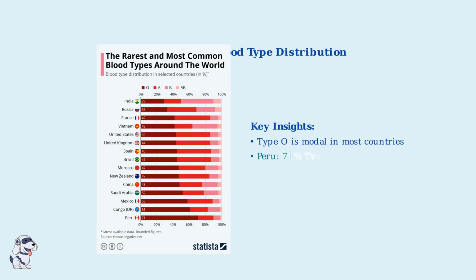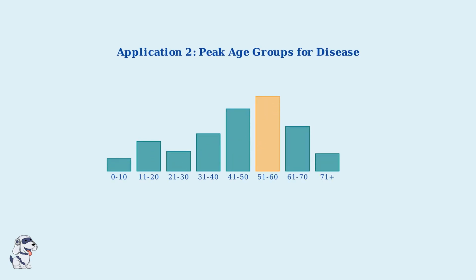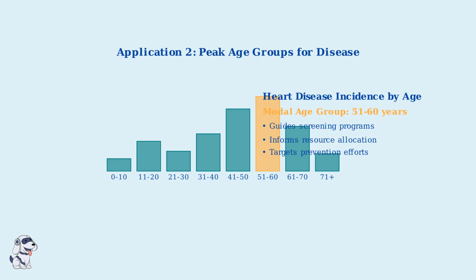Looking at this global blood type distribution, we can see that type O is the modal blood type in most countries. For example, Peru shows type O as 71% of the population, making it the clear mode for that country. Another important application is identifying peak age groups for disease incidence. This helps public health officials target prevention and screening programs to the most affected populations. In this example of heart disease incidence, the modal age group is 51 to 60 years, highlighted in orange. This information guides screening recommendations and resource allocation for cardiac care programs.